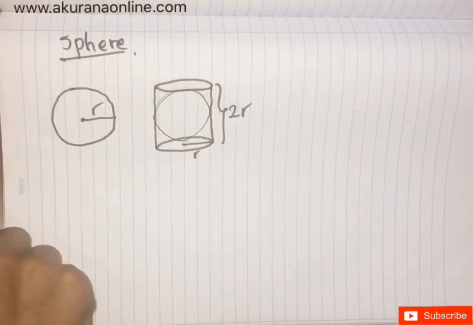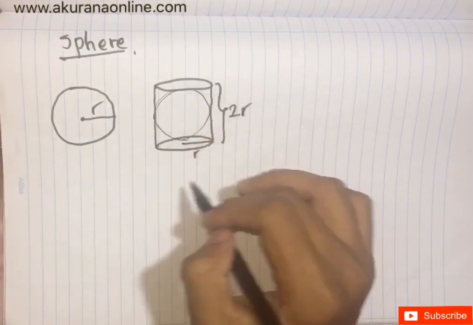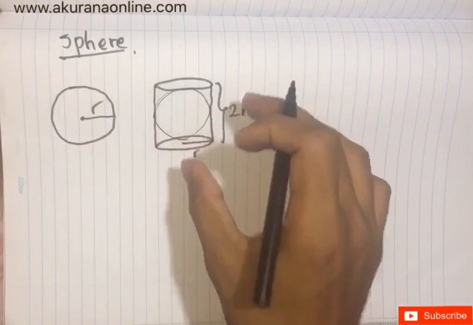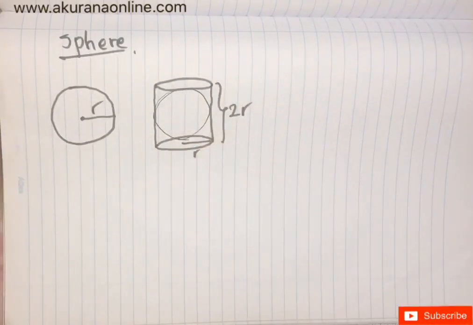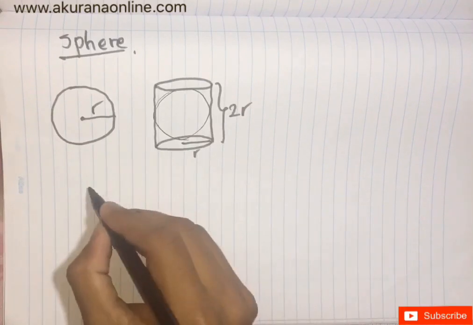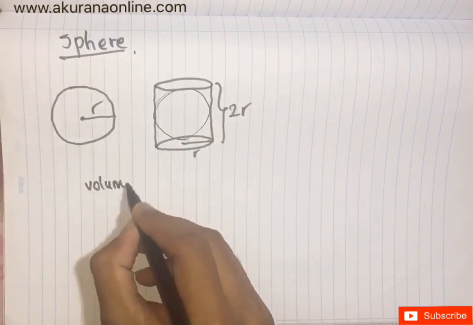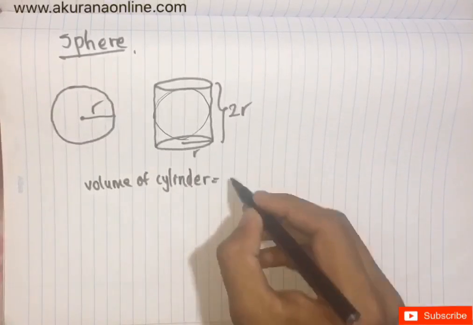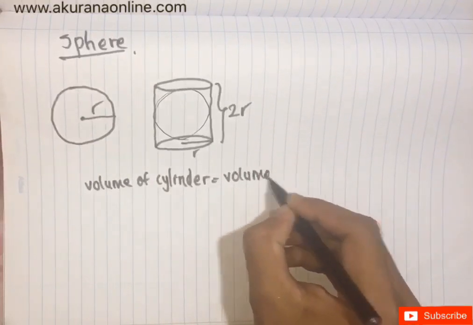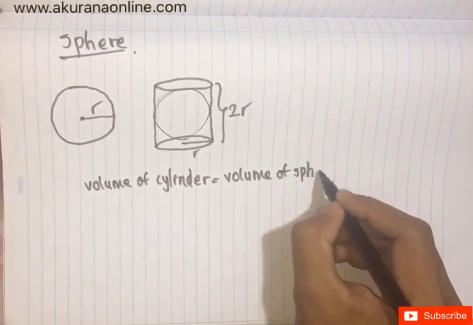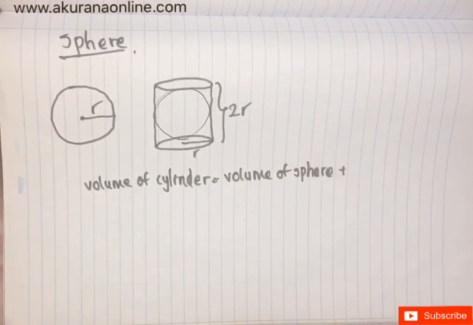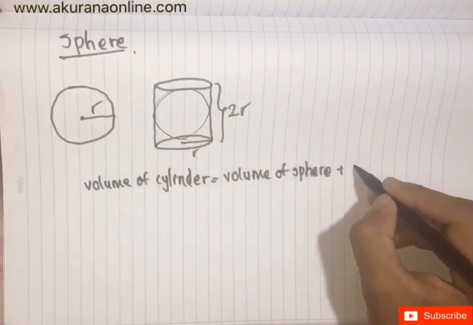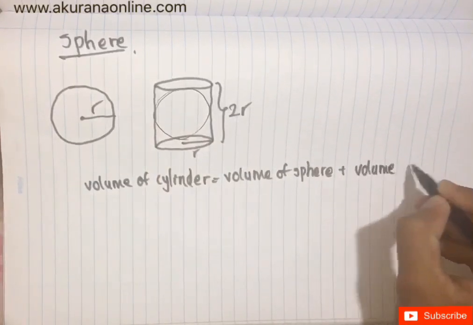Okay, the total volume of the cylinder is equal to the volume of the sphere plus something else also. What should it be? Okay, I'll write it down. Volume of cylinder is equal to volume of sphere plus the part which is left, that is equal to volume of a cone.